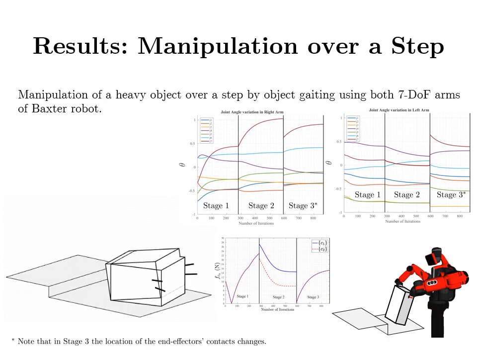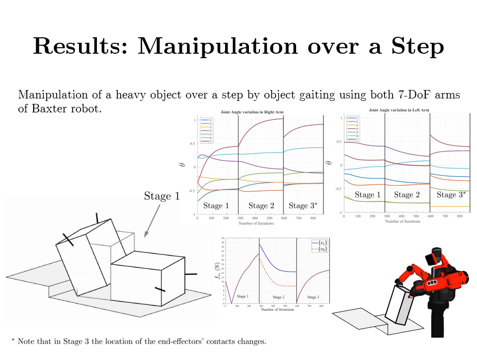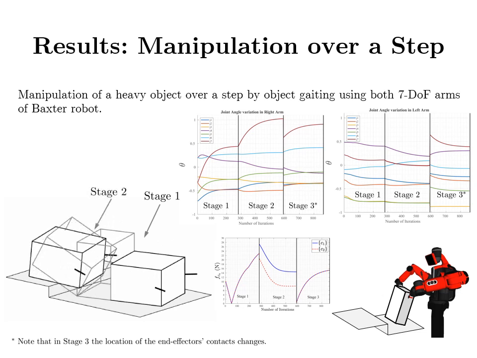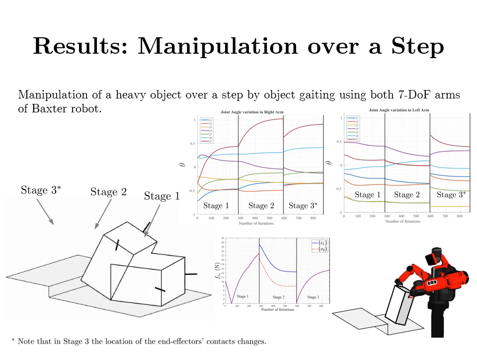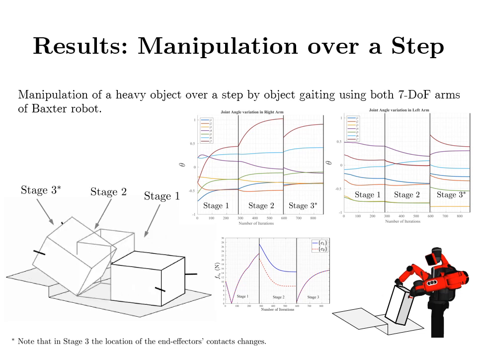In this example, we demonstrate our motion and force planning approach for manipulating a heavy cuboid over a step by both 7 degrees of freedom arms of the Baxter robot. As you see, the computed motion plan includes 3 stages: pivoting about the object edge, pivoting about the object vertex, and pivoting about the step edge. Note that in stage 3, we change the end effector contact locations before pivoting the object about the step edge.